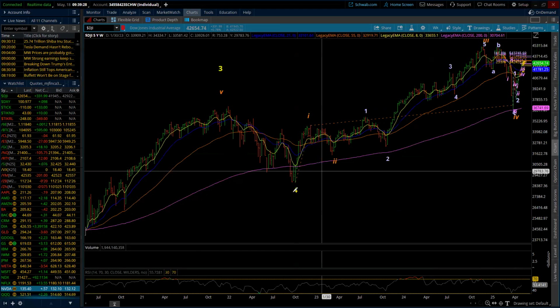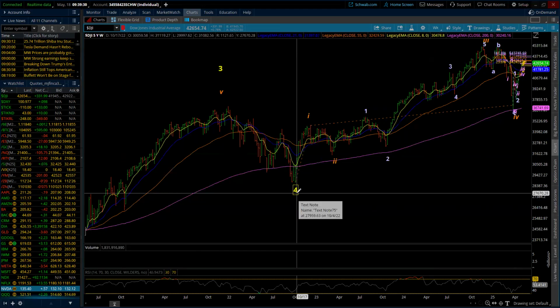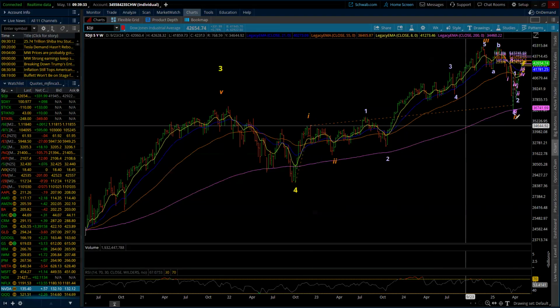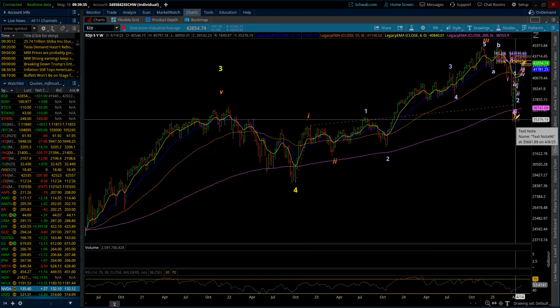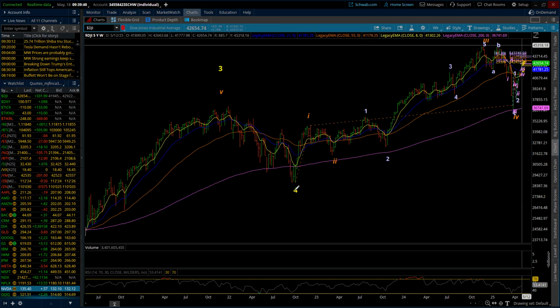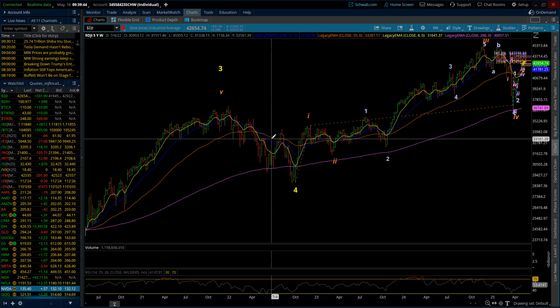Now, within intermediate wave 5, it will consist of 5 waves of minor degree, of which we have 1, 2, 3, and 4. So now we're getting even closer, right? So now we're in minor wave 5 of intermediate wave 5 of primary wave 5. We're getting pretty dang close. So now I'm going to break it down even more.